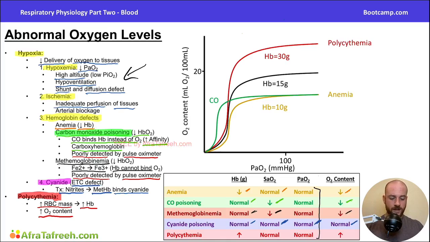For polycythemia, we're going to have increased hemoglobin levels, but that hemoglobin is going to be normal, and so as a result, it's going to saturate normally. However, because we have more hemoglobin, we're going to be carrying more oxygen, and as a result, the oxygen content is going to be increased. All right, and that's all we got for our video on abnormal oxygen levels.